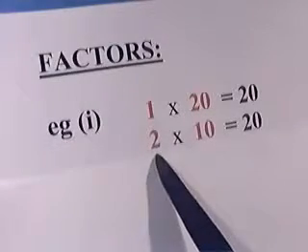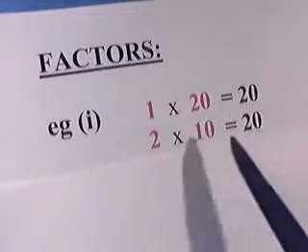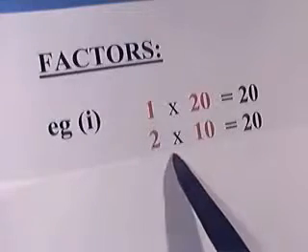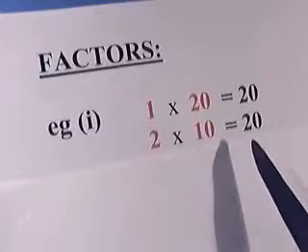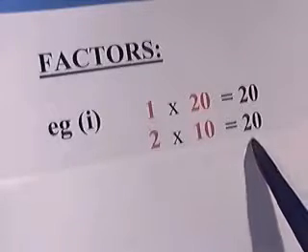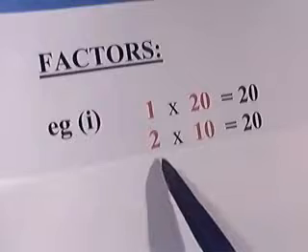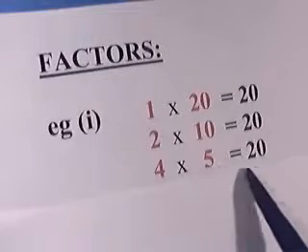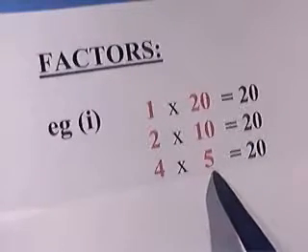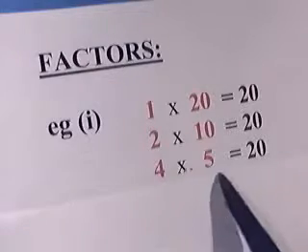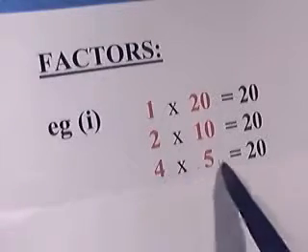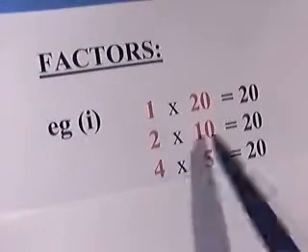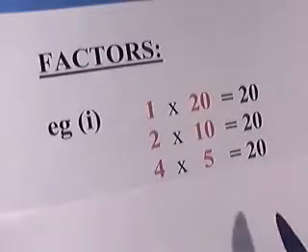Then we go up to 2. Well, 2 certainly will divide into 20 10 times. 10 will divide into 20 twice. So here we have another factor pair of 20. When we try to divide 3 into 20, it will not divide exactly. So we can't use 3. So we go up to 4. 4 will divide into 20. How many times will 4 divide into 20? It divides 5 times. So 5 is another factor of 20. These 3 pairs are 3 factor pairs of 20. So altogether, 20 has 6 factors.